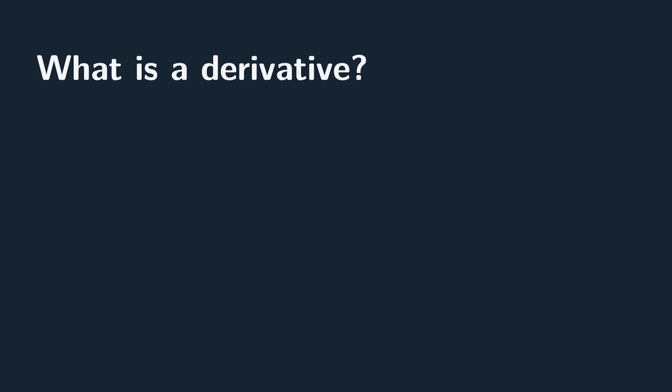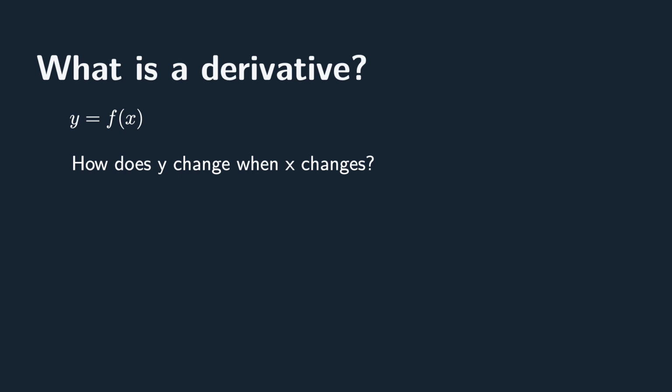Next, we need the idea of a derivative. If we have a function, y equals f of x, then the derivative tells us how y changes when x changes. We write this as dy by dx. Conceptually, it is the change in y divided by the change in x, in the limiting sense. So, the derivative compares how much the output changes to how much the input changes.